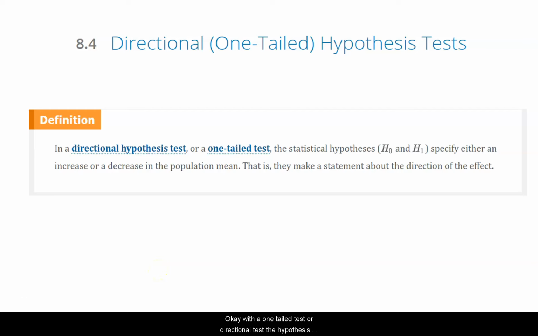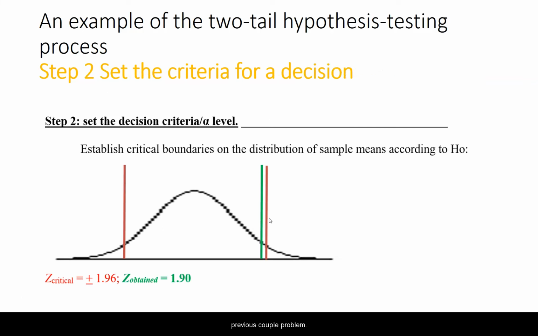Okay, with a one-tailed test or a directional test, the hypotheses specify whether there's an increase or a decrease. We're no longer using the word affected. They make a statement about the direction. Can I contrast that with the previous couple problems?